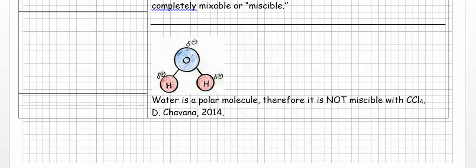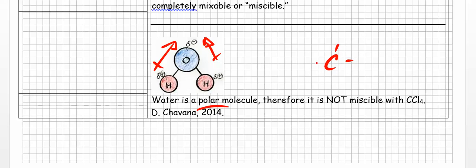Now, we've talked about water already. Water is a polar molecule, therefore it's not mixable with CCl4, right? So this is the polar molecule for water. Remember, the electronegativity lies more towards the oxygen than the two hydrogens, so the overall polarity is going to be towards this oxygen, just like that, as opposed to the CCl4.